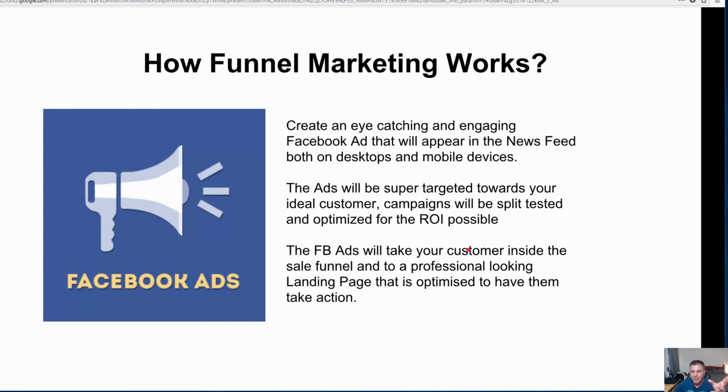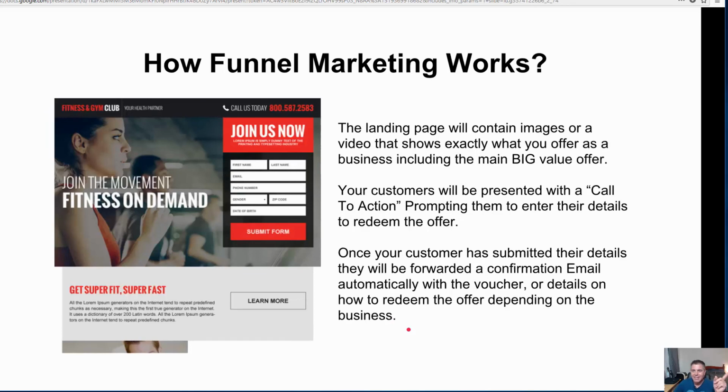The ads will be super targeted towards your ideal customer. Campaigns will be split tested and optimized for the best return on investment possible. The Facebook ads will take your customer inside the sales funnel and to a professional looking landing page that is optimized to have them take action. The landing page will contain images or a video that shows exactly what you offer as a business, including the main big value offer. Your customers will be presented with a call to action prompting them to enter their details to redeem the offer. It's as simple as that.